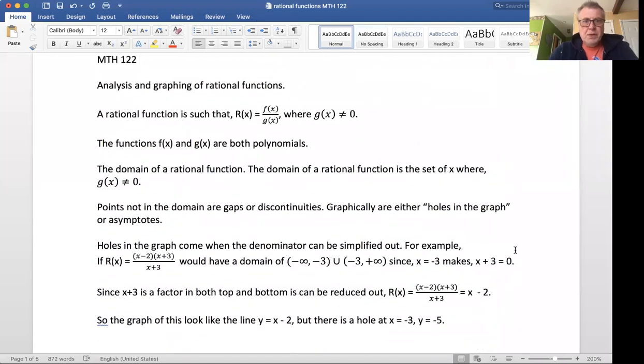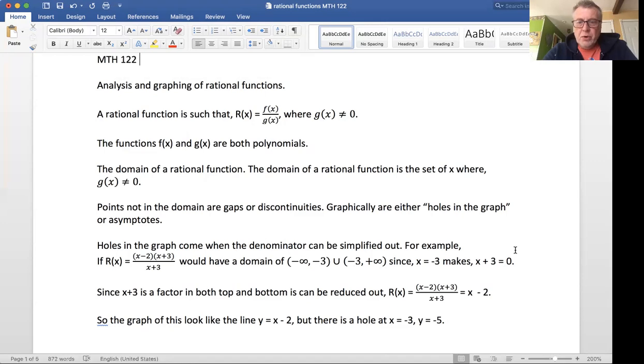So first off, what is a rational function? A rational function is a function that's a polynomial divided by another polynomial, where the denominator, the g of x in this case, cannot equal 0. The domain of a function is defined for whatever x where g of x, the denominator, does not equal 0.